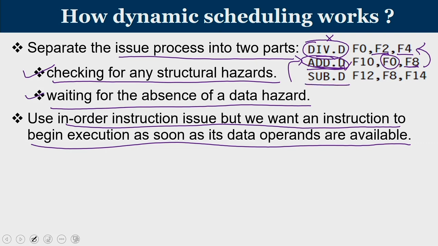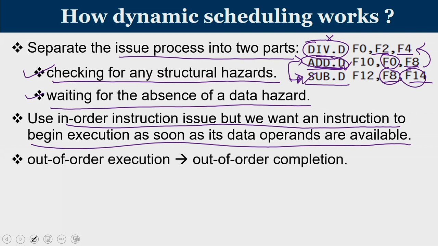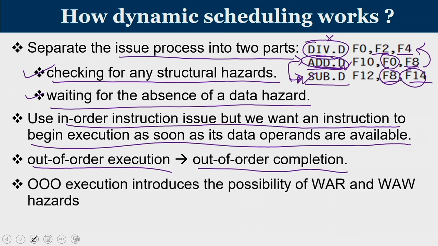In the meantime, for the subtractor, say the functional unit is available and F8 and F14 are there. So there is no structural hazard, the subtractor unit is free, and the operands are ready. This permits the subtraction operation to start execution before the add starts execution. This leads to out-of-order execution. The order is division, then add. Division is in progress, add has not started, but the subtraction instruction will start. This leads to out-of-order execution, and naturally to out-of-order completion as well.